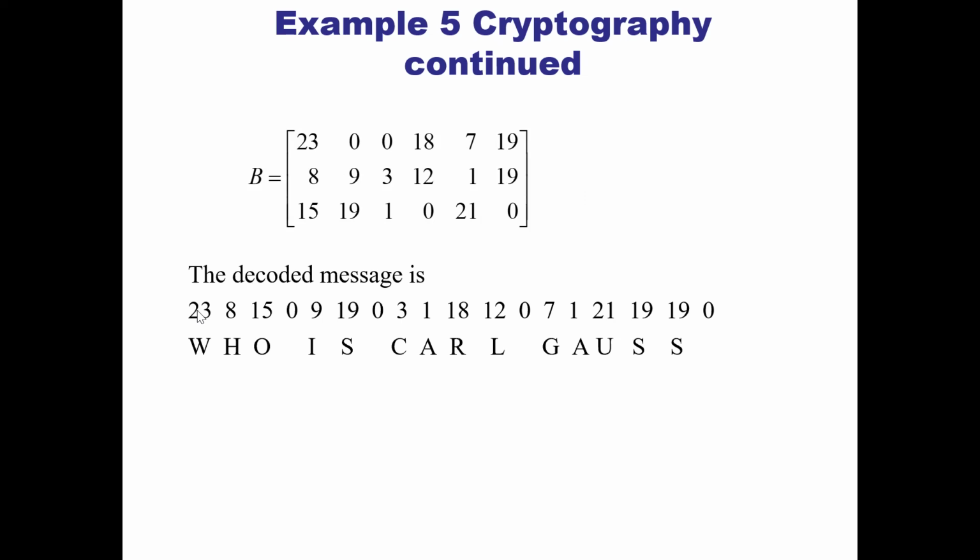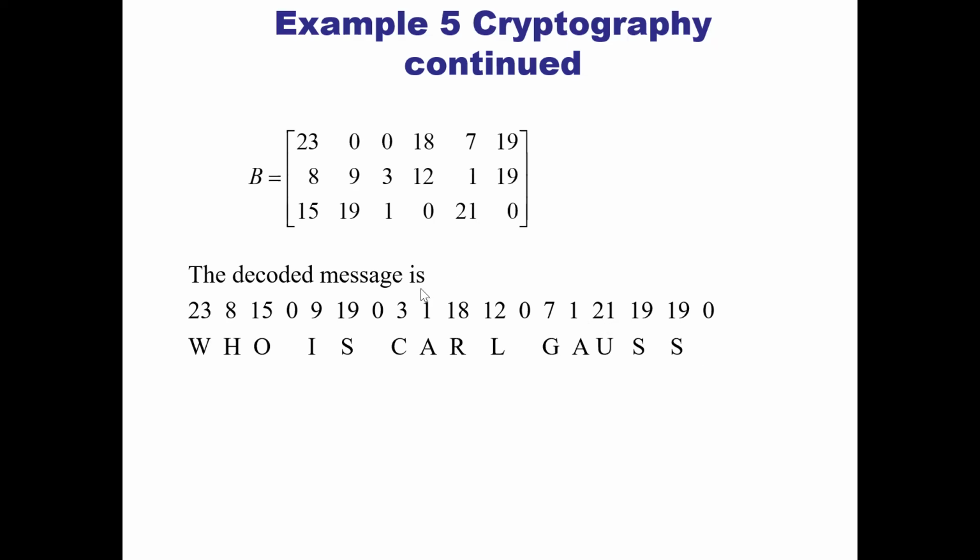So 23 is a W, 8 is H, 15 is O. And then we have a 0, which is a space, and then 9 is I, then S, blank, Carl, space, Gauss. Okay. And so, who is Carl Gauss? That's going to be our decoded message.